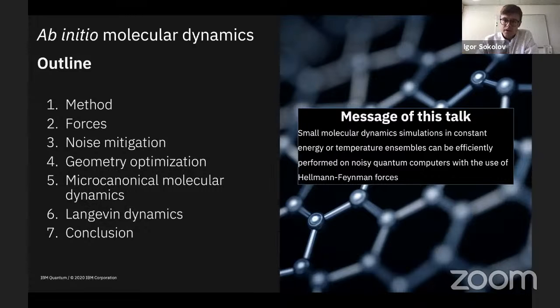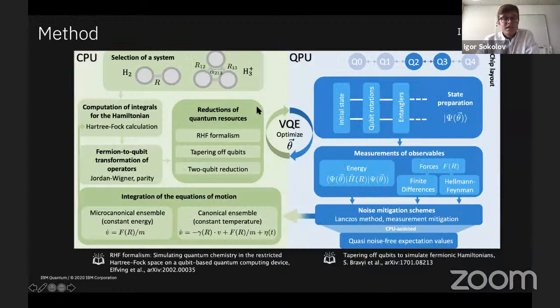Then we can go further and do the dynamics in the microcanonical ensemble, where we need to preserve the total energy. That will be our goal, and we will see how noise affects this. But we will also show how we can do Langevin dynamics, meaning that we now need to preserve the temperature, and we can take advantage of the noisy forces. Finally, I will conclude this talk. So let's start with the methods.